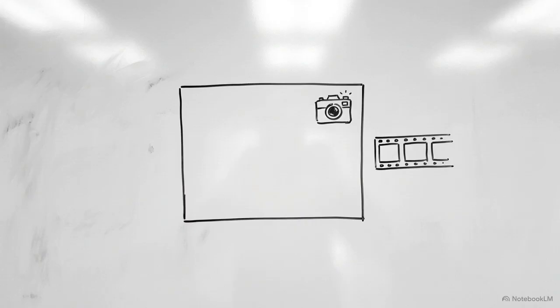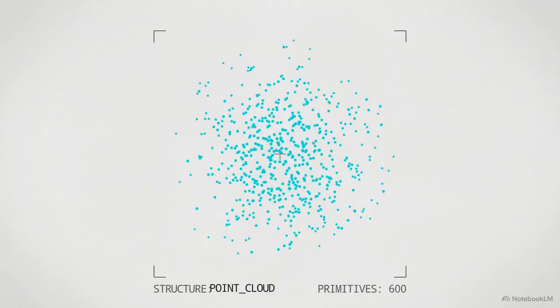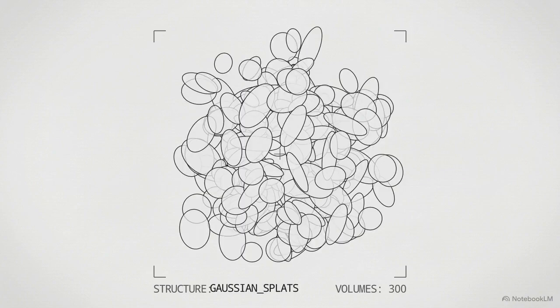Generating these structures requires raw input, such as standard photographic frames or continuous video. This visualization represents the three structures generated simultaneously from that input: a dense point cloud, a connected polygonal mesh, and a collection of volumetric Gaussian ellipses. These layers exist as distinct mathematical descriptions of the exact same physical volume.